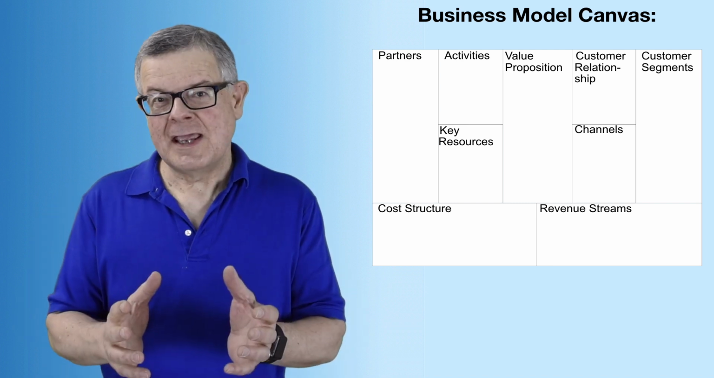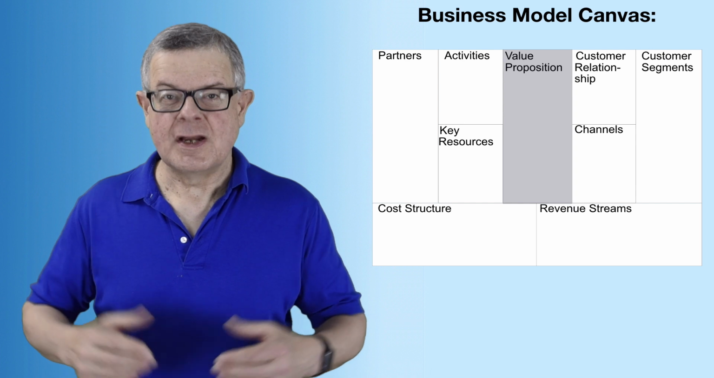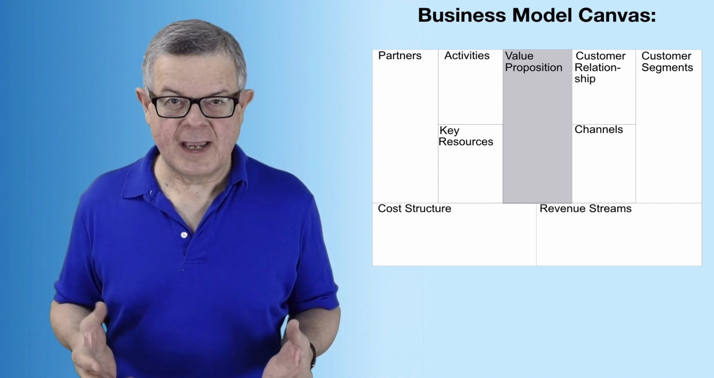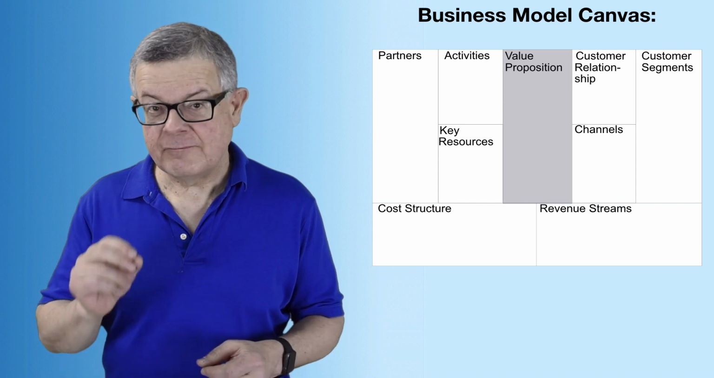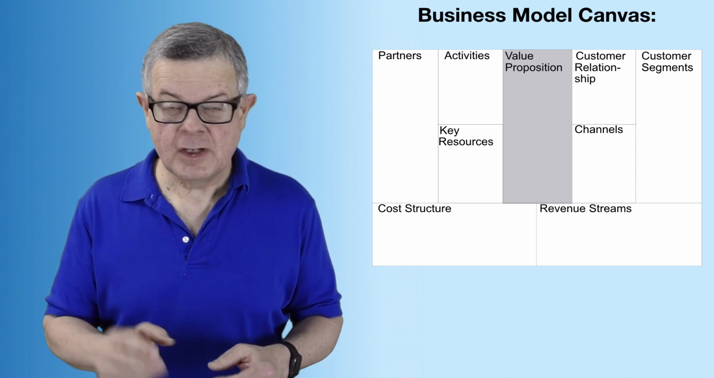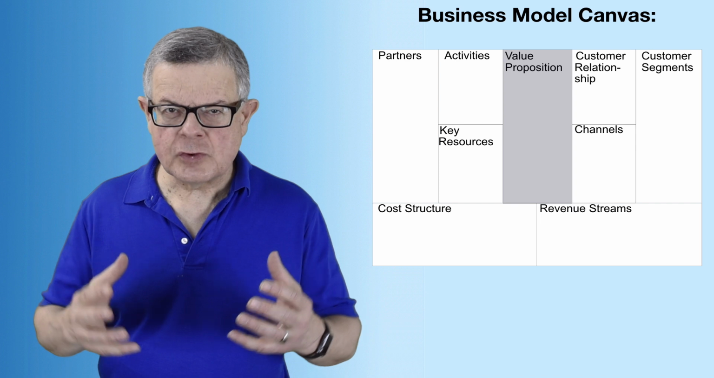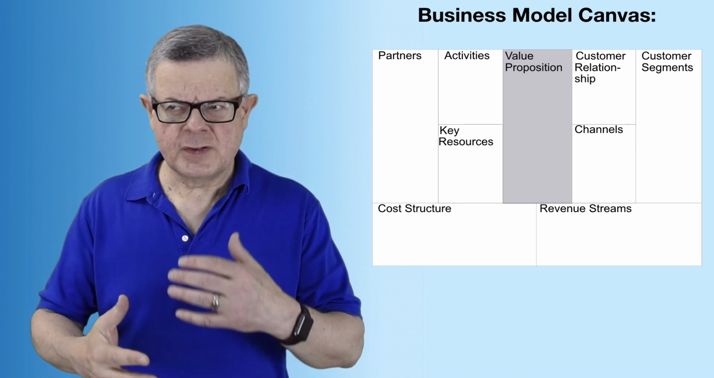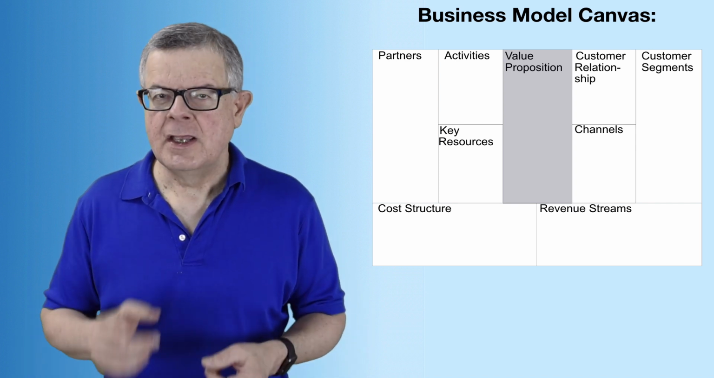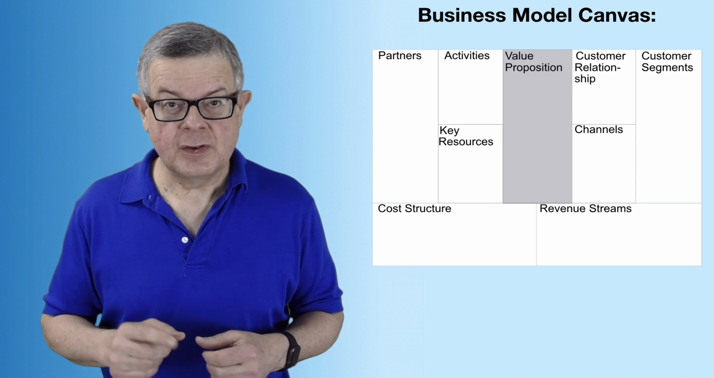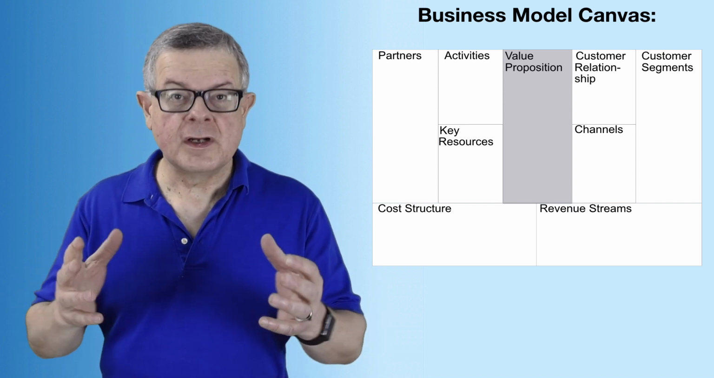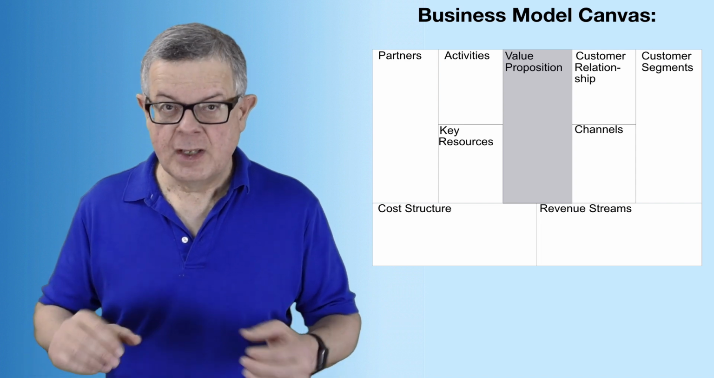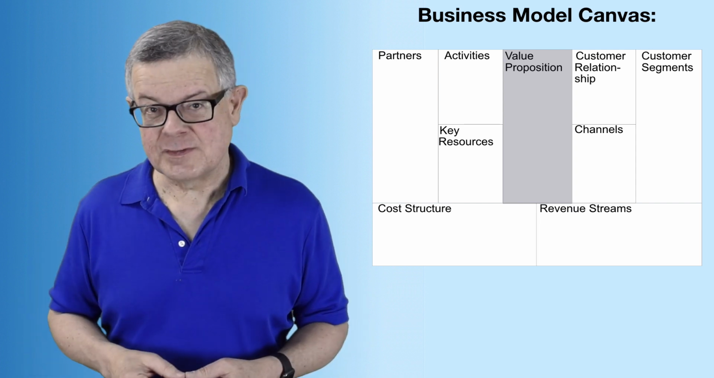The central point of the canvas is the value proposition. Everything builds off of that. Now, we did a whole series of videos on value proposition and the value proposition canvas, which is a great tool to use to really zero in on your value proposition. It's actually kind of a complex thing. So I'd suggest you check out that series. There's a link to that up above to really help you flesh out what is your value proposition. So that's the centerpiece of the business model canvas.